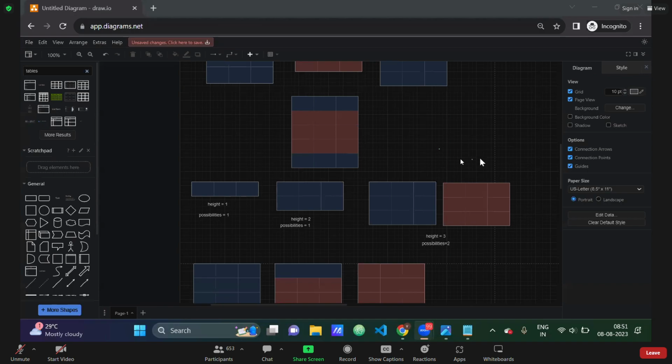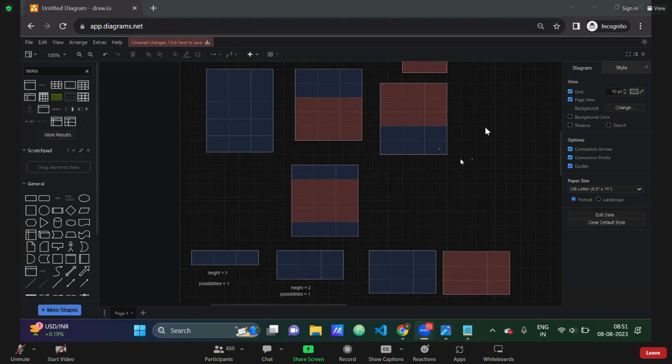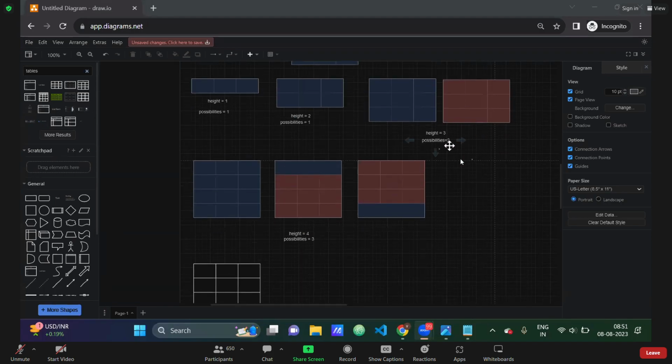For example, if you have 1 cross 4, if the height is 4, you'll be having two possibilities only, horizontally and vertically. So if you have 1 cross 5 tile, then for that height equal to 5 also, you'll be having two possibilities. Getting my point? The value will be constant when the height value is equal to m value. Understood? Yes. So before that, and up to height m, the possibilities will be one only.